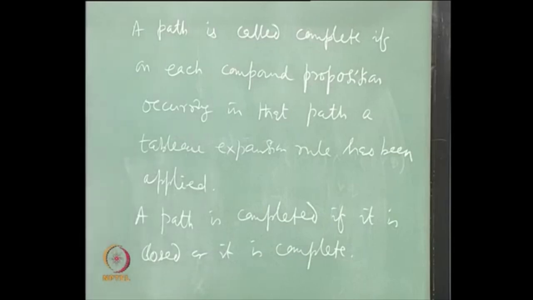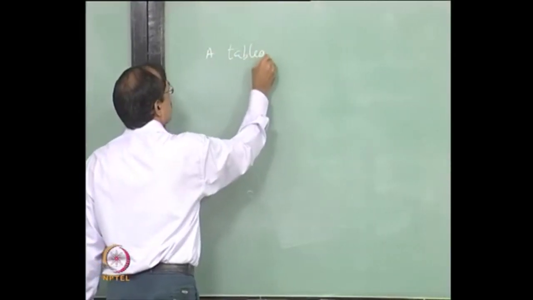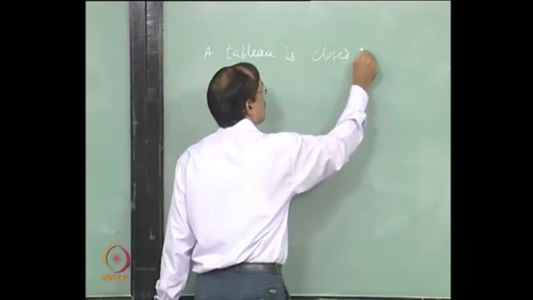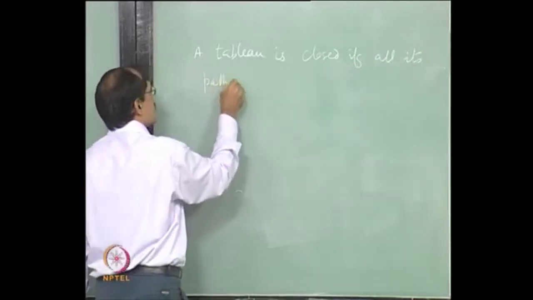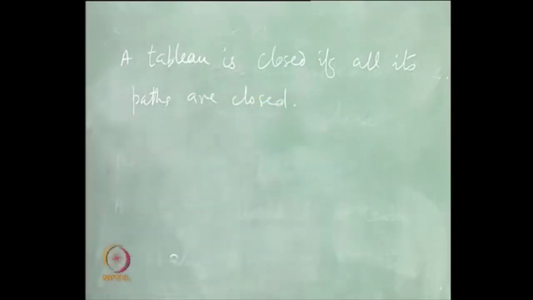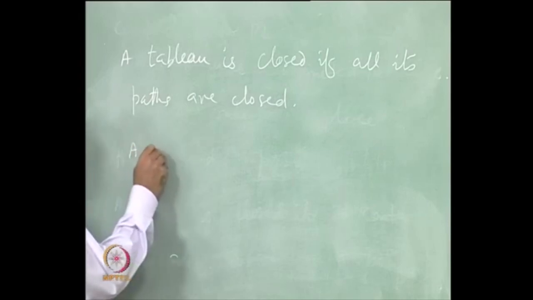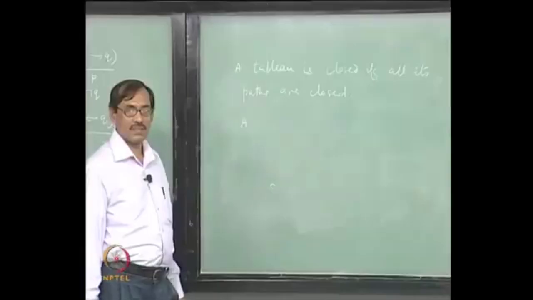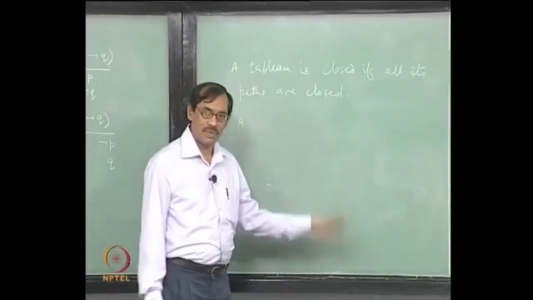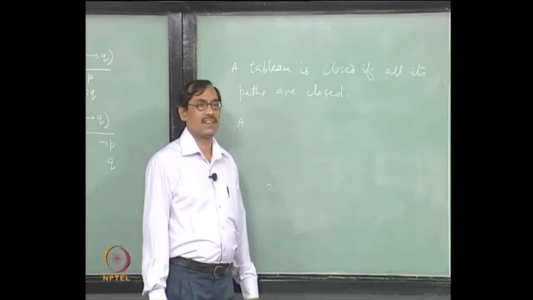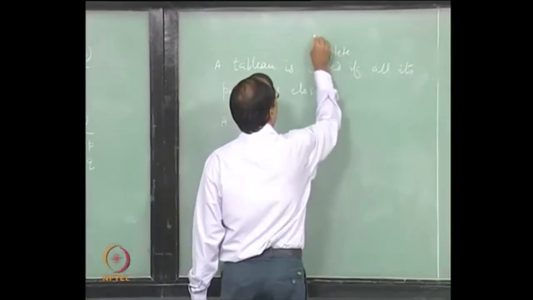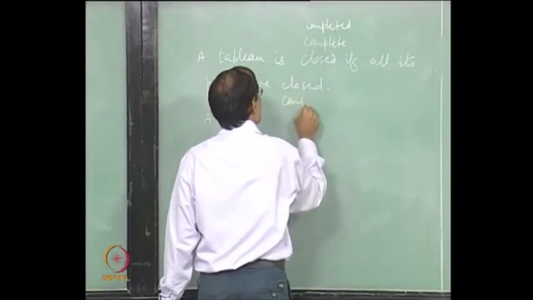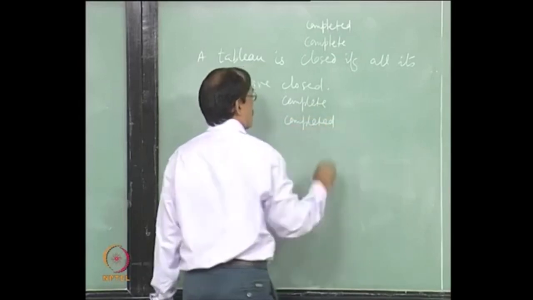Then we come to the tableau itself. Okay, let us leave it here. A tableau is closed if all its paths are closed. This is what should give us one unsatisfiable proposition at the root. Similarly, we say a tableau is complete if all its paths are complete, not one, all. Everywhere compound propositions have been resolved, right? They have been expanded. And similarly, we say a tableau is completed if all its paths are completed, right? So, closed or complete or completed. All these go.